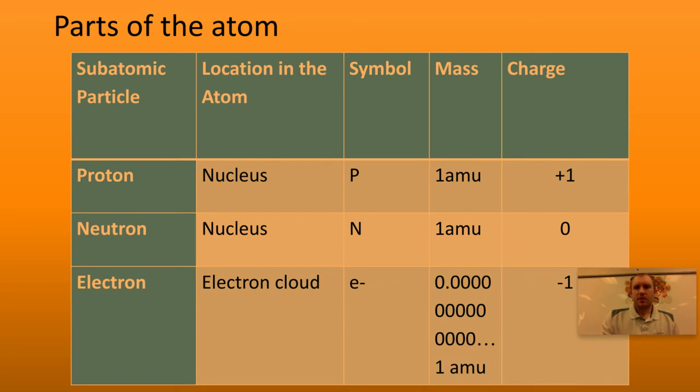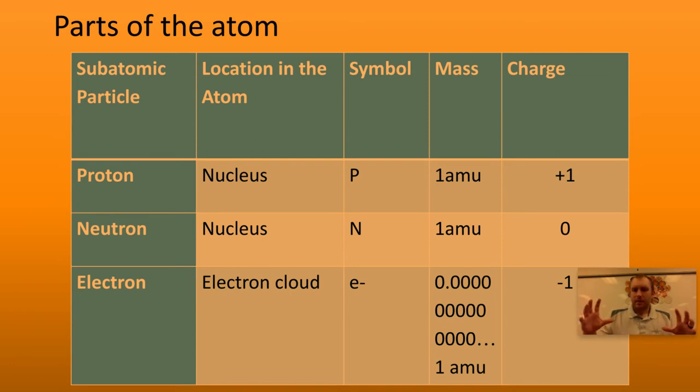Parts of the atom, pretty straightforward. Here's your chart. This is straight from your book. I just converted it over into a Google Doc for you. Some things you need to know about each part of the atom. The 3 parts that you need to know about are protons, neutrons, and electrons. The proton and the neutron are both located in the nucleus. The electron is located in the electron cloud.